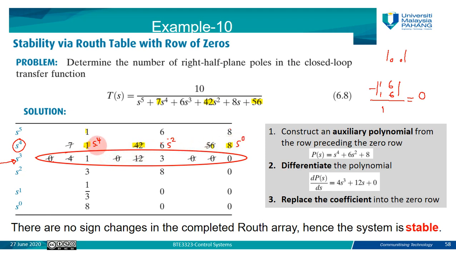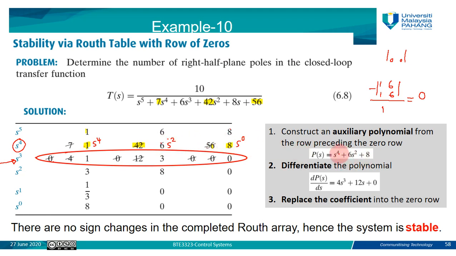So I can write the equation for this row, which is s to the 4 times 1, that means s^4 plus 6s squared plus 8. This will be the polynomial equation, or the auxiliary polynomial equation, for the row before the entire row of 0. This is the row of 0. I go one step before, one row before, and I write this equation: P(s) equals s^4 plus 6s squared plus 8. So these are the coefficients 1, 6, 8.